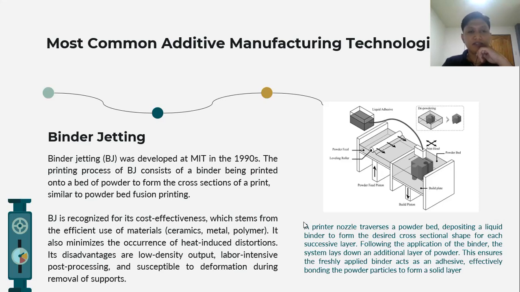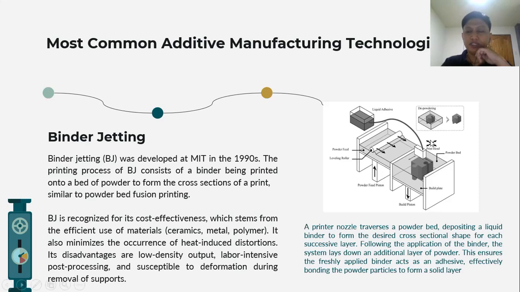This is recognized for its cost effectiveness, which stems from the efficient use of materials. Common materials are ceramics, metal, and polymer. It can also minimize the occurrence of heat-induced distortions. Its disadvantages are low density output, labor-intensive post-processing, and susceptibility to deformation during removal of supports.